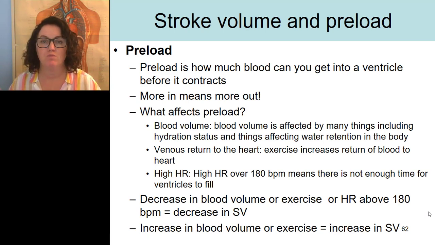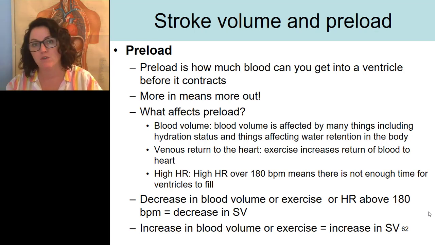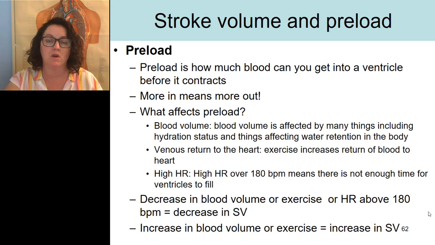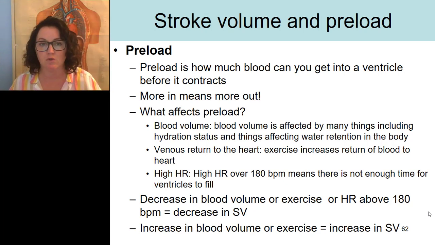Preload is how much blood you can get into the ventricle before it contracts. So basically we're talking about end diastolic volume. Right before the ventricle contracts at the end of diastole, how much blood can you get in? Because we know Starling's law of the heart, more in is going to equal more out. So if we can get more preload in, we'll get more stroke volume out. And likewise, if we have a decrease in preload, then we'll have a decrease in stroke volume.